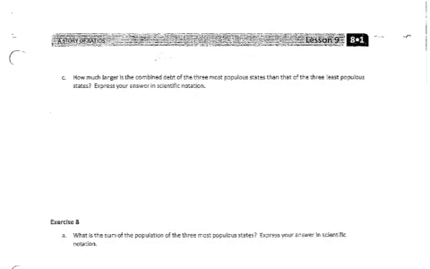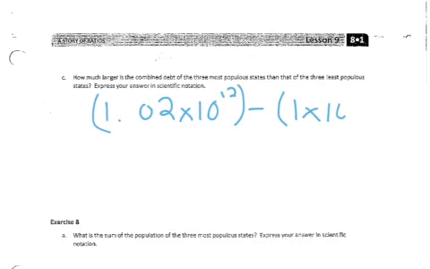Moving on to part C. How much larger is the combined debt of the 3 most populous states than that of the 3 least populous? So all you're doing now is subtracting your answers from A and B. For the 3 most populous, my scientific notation was 1.02 times 10 to the 12th. I always put this in parentheses. And I'm going to subtract it from the 3 least populous, which was 1 times 10 to the 10th. As always, plug that in your calculator exactly as you see it, and your final answer should be 1.01 times 10 to the 12th power.